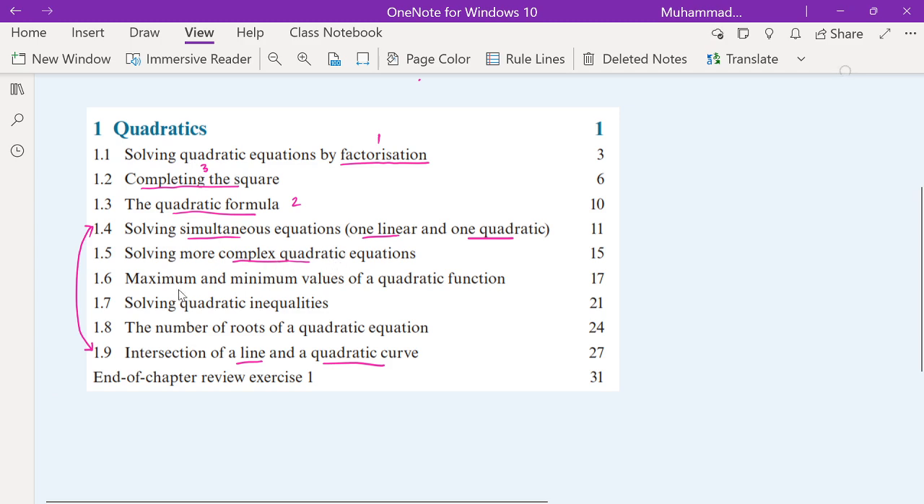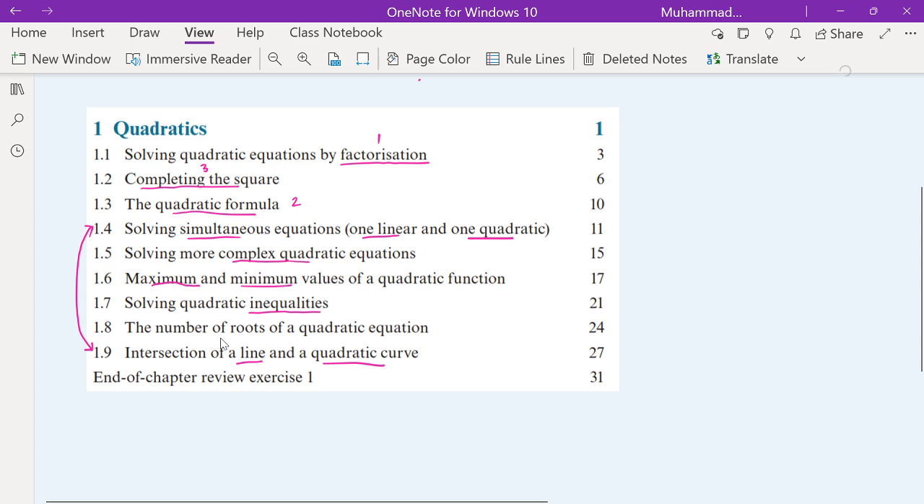Then maximum and minimum values of a quadratic function. This is something that you should know, that the maximum and minimum values are very important in the case of a quadratic. That's what we normally look for in quadratics. So how to find out y minimum, y maximum, and quadratic inequalities. Not always do you have equations, you have inequalities as well that you have to find the solution of, and the solution of any inequality is again an inequality, so it's a range.